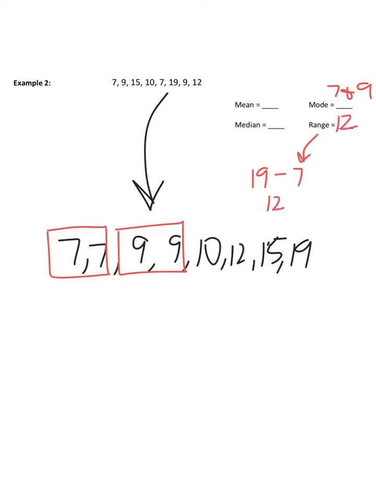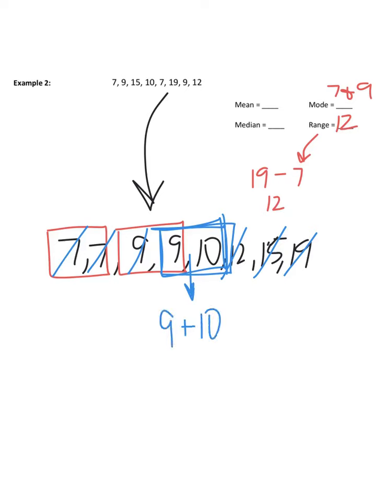To find the median, we look for the middle number. So we're going to go ahead and cross our numbers off. Smallest to largest, I get 2 numbers in the middle. So remember, I need to find the number that falls directly in between 9 and 10. I'm going to add 9 plus 10 together and get 19, and then divide by 2. So my median should be 9.5.